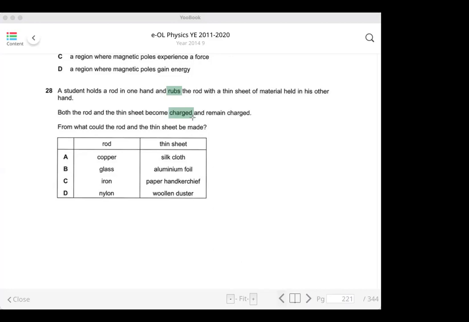So for two materials to be charged by friction, both materials have to be non-metal. Oscar, well done. So both materials have to be non-metal. Look at these four options. Which of these four options has no metal in both the rod and the thin sheet?